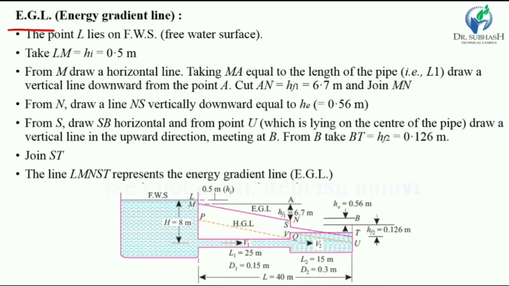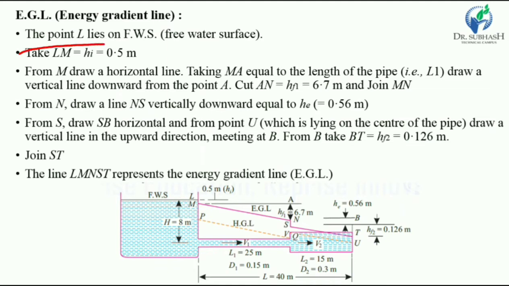Now we draw the energy gradient line first, step by step. Firstly, we know that point L lies on the free water surface. At the free water surface at point L, the energy head is 8 meter.